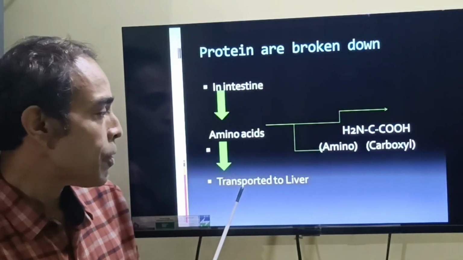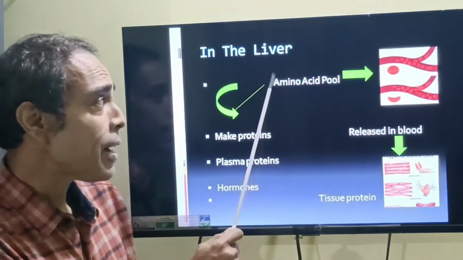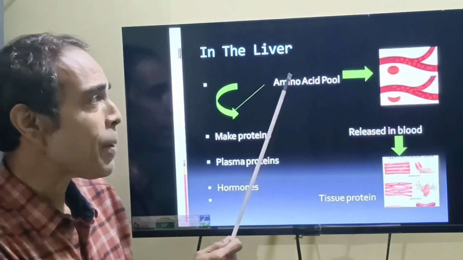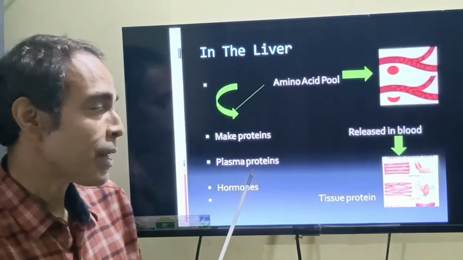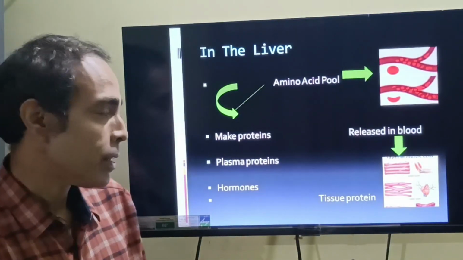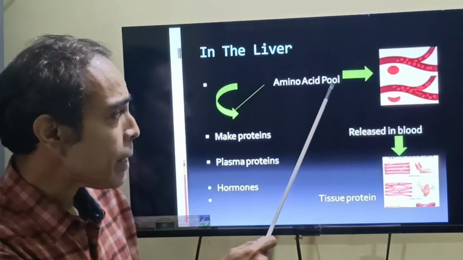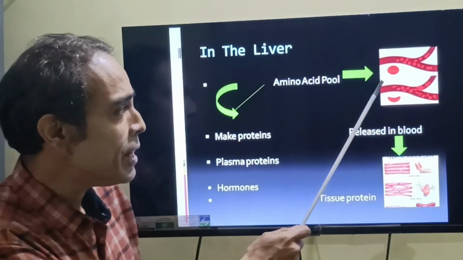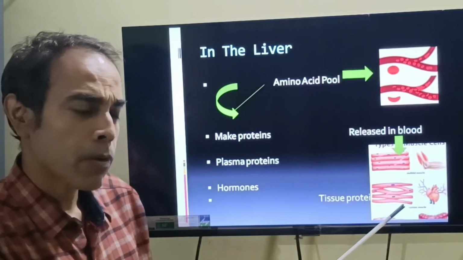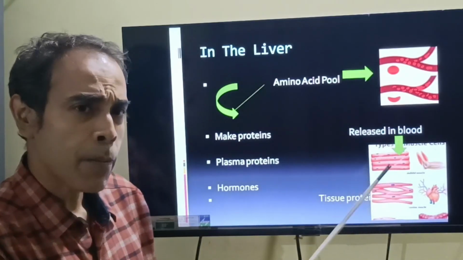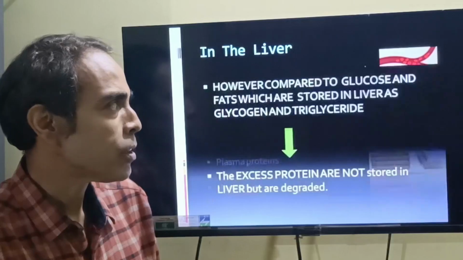Now they are transported to the liver, again through the portal vein. Now in the liver there are two things. One is they create amino acid pools. From this amino acid pool in the liver, they are used to make proteins. The most important protein the liver makes is the plasma protein, which has albumin. Some hormones are also made. After making these proteins, the second part of the amino acid pool from the liver is released into the blood. After release into the blood, they are transported for manufacturing other proteins, tissue proteins like skeletal muscle protein and heart muscle protein. All these proteins are mainly used.